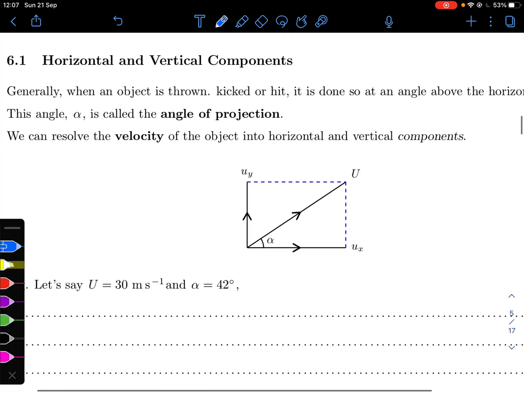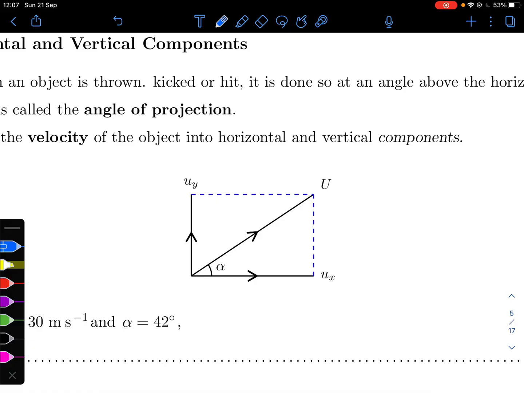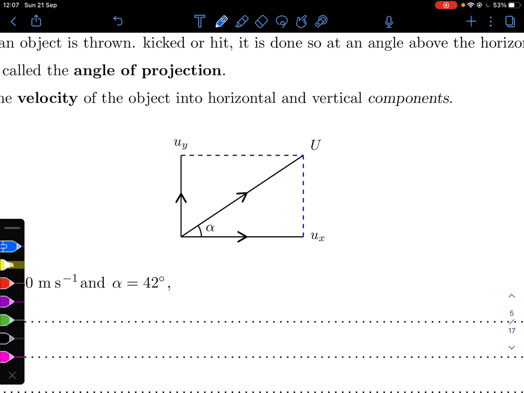So how do we find those? Here's a simplified diagram. I've got angle of projection of alpha, capital U for my initial speed, and then the uy and the ux labelled. Well, we just apply a little bit of trig. If I just call this side uy, and this side being ux.